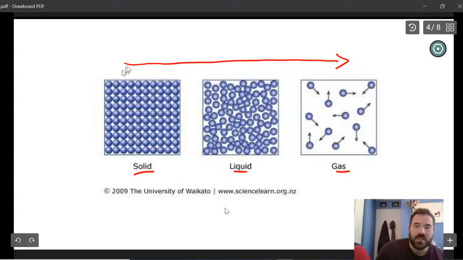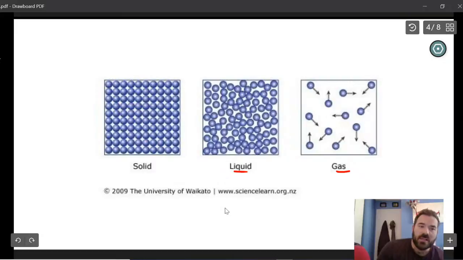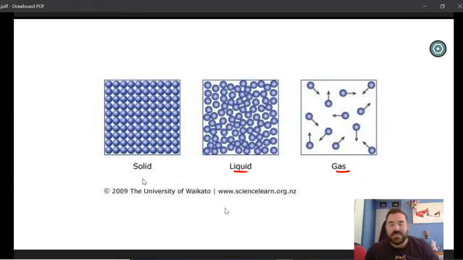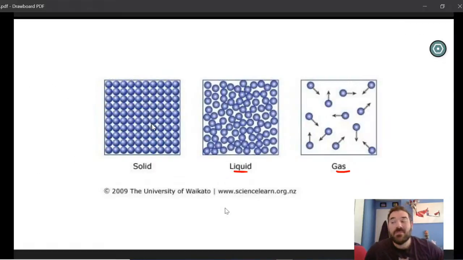So solids are far more dense, or rather the solid of a particular material. So let's say the solid of mercury is far more dense than mercury in its liquid state, which is far more dense than mercury in its gaseous state. Solids are solid, which means they don't take the shape of their container because the atoms are so packed in there. They're so tightly packed that they can't really move around. They don't really have to move. They don't really have the room to move around.